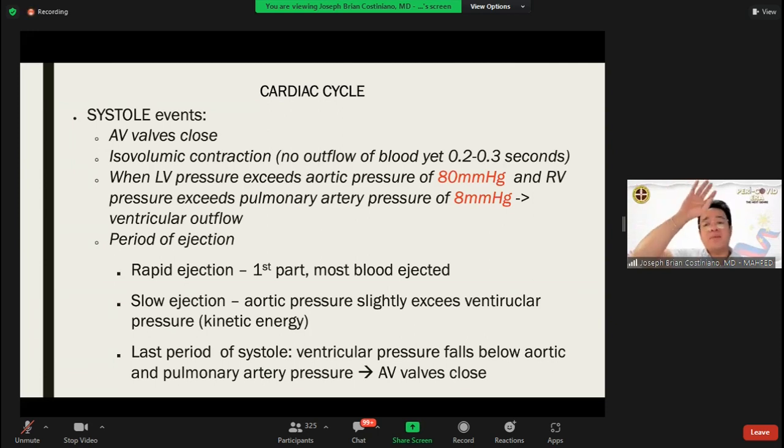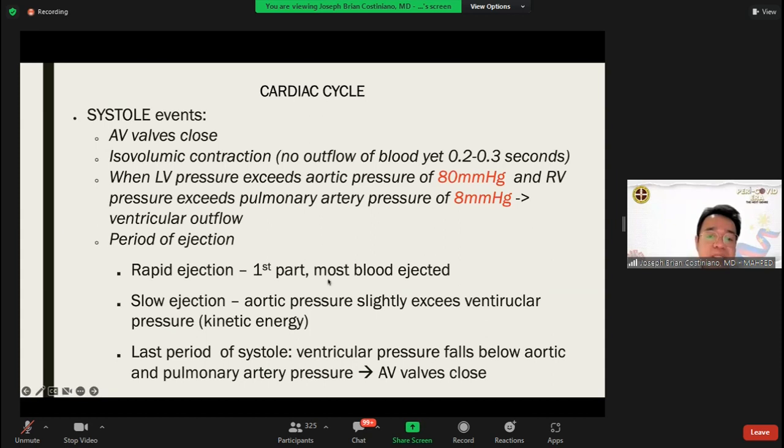And when the pressure also exceeds that of the pulmonary artery pressure of 8, then you will have your ventricular outflow. And that will mark the period of ejection. Now, in the period of ejection, rapid ejection is the first part, and most blood is ejected in your rapid ejection. In the slow ejection, aortic pressure slightly exceeds that of your ventricular pressure. So this is just due to the kinetic energy potential of your ventricular muscle.